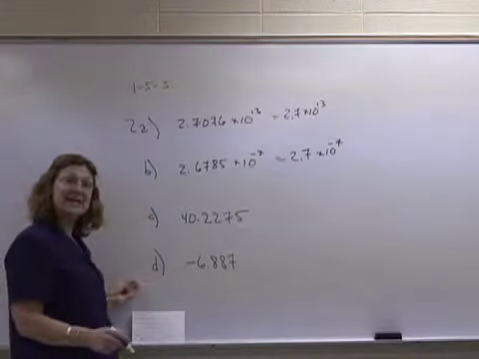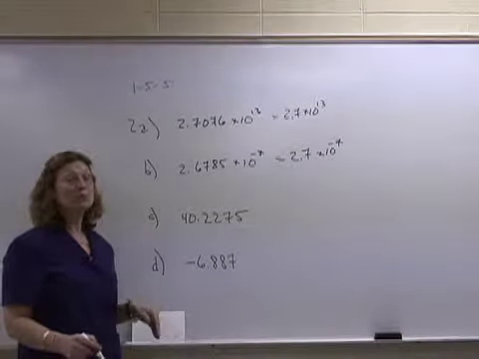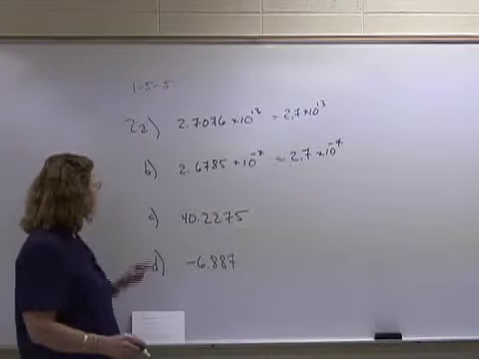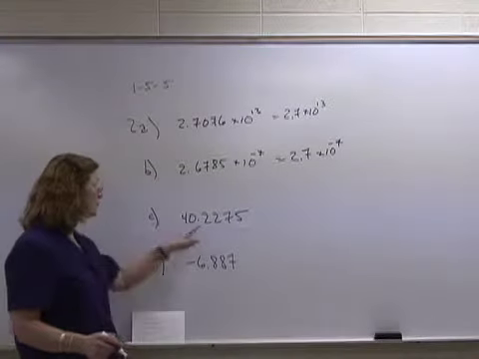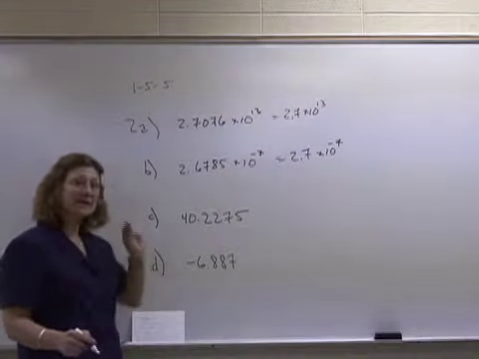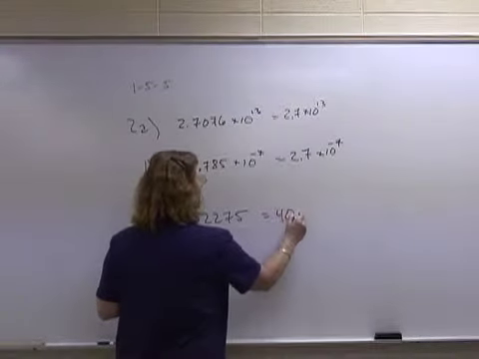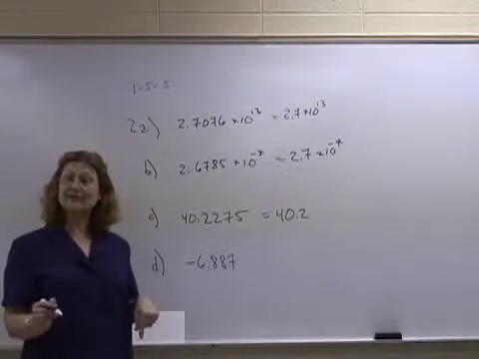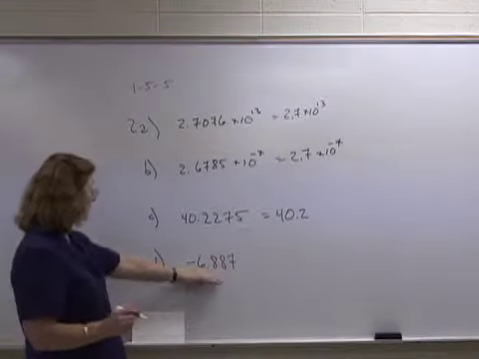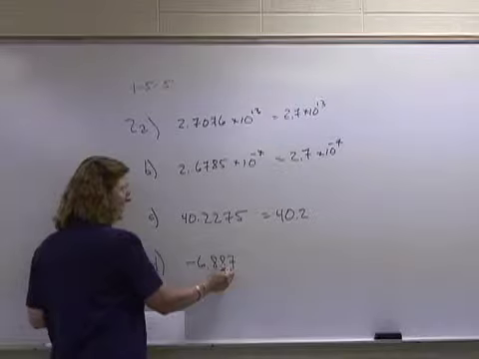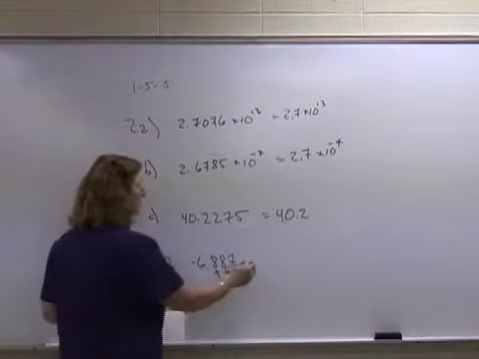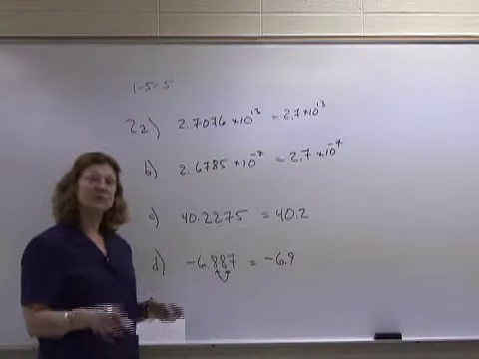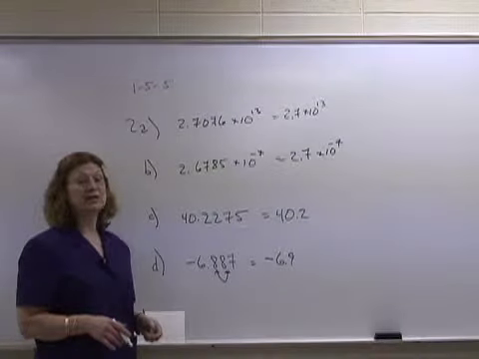Then in C and D, we have addition and subtraction, which is a different rule. In addition and subtraction, we use the least number of decimal places given in the problem. And in the case of C, it was to the 10th place was the least number of decimal places. So my answer would be 40.2. In the case of D, it also went to the 10th place. And so when I look at my answer and I want to go to the 10th place, I'm going to look at this 8 and it rounds this up to a 9. So my answer is negative 6.9. So it's a different rule for addition and subtraction than it is for multiplication and division.